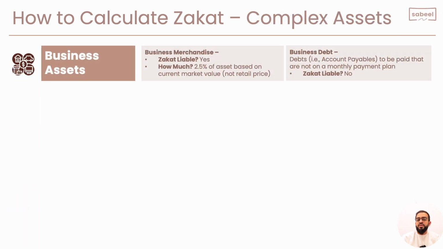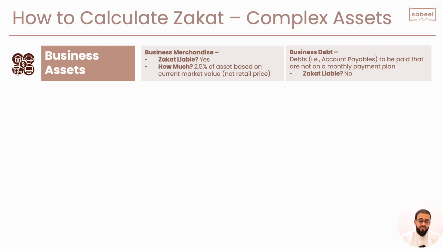So the first type of complex asset that we'll cover is business assets. Within this, there's two types: business merchandise and business debt. Business merchandise has zakat due on it for 2.5% of the asset based off of the current market value. Now, just to clarify, this is not the retail price, nor is it necessarily the wholesale price. But if you were to do a fire sale, which means you were to sell your entire inventory today, what is the value of the merchandise that you have? And you would put 2.5% of that to determine how much zakat you owe.